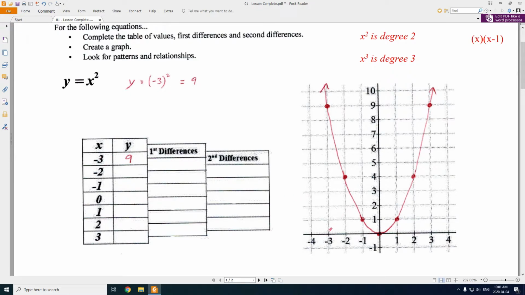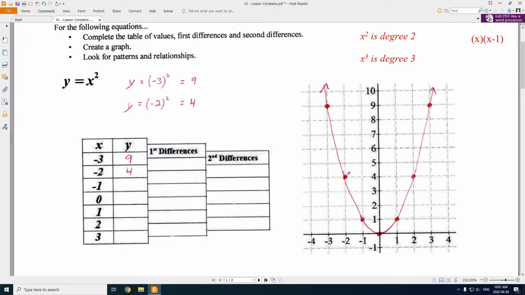And that gave me 1 point on my graph. So I'm over here at -3 and 9. I've plotted that point on my graph. And I'll keep going here. Now I'll plug in x is -2. So I have a -2 squared now. Positive 4. That gives me another point on my graph. -2 and 4. There we go.